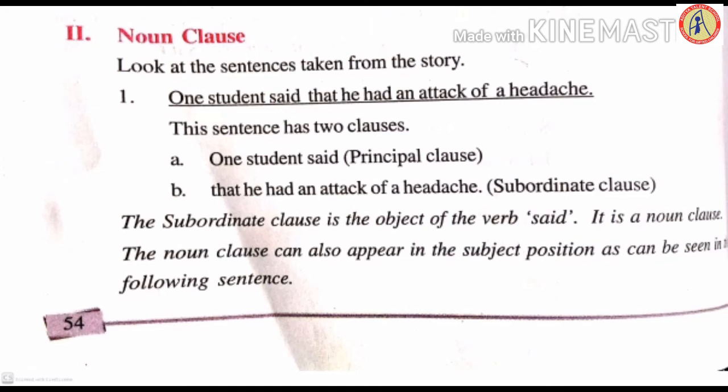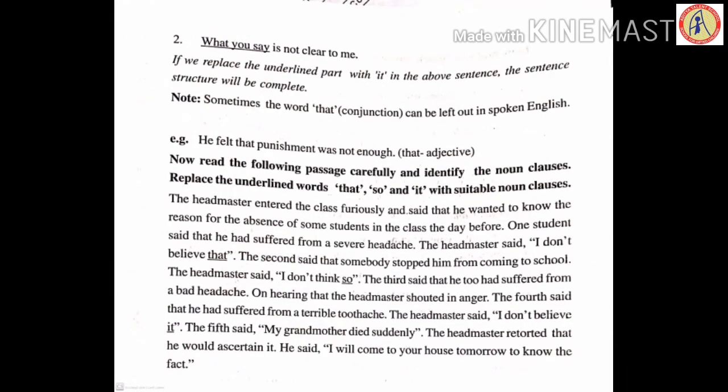What is called a noun clause? It can also appear in the subject position, as can be seen in the coming sentence like, what you say is not clear to me. Here, if we replace the underlined part with it, what do we say? It is not clear to me. So, according to the sentence, the structure will be completed. So, what you say, then that will say, it is not clear to me. Sometimes the conjunction that can be left out in spoken English. He felt that punishment was not enough. Means he felt that punishment was not enough. That is a conjunction which is used.